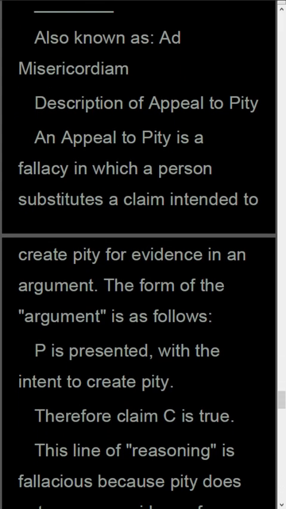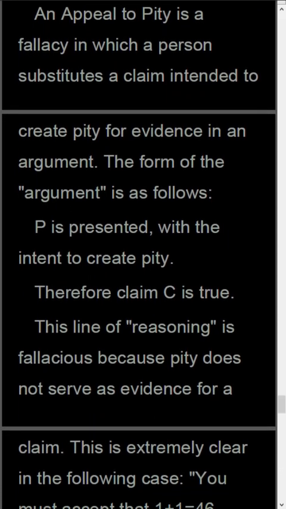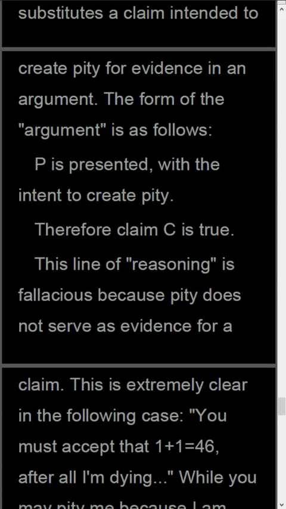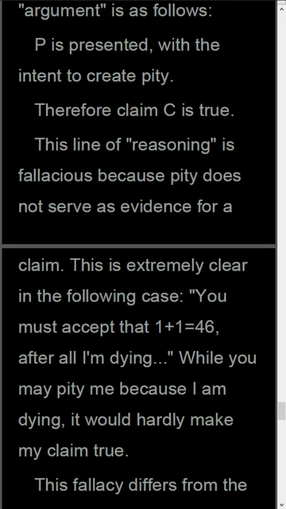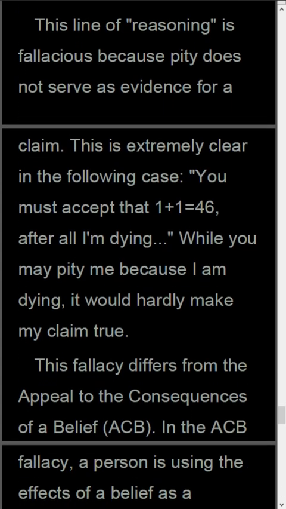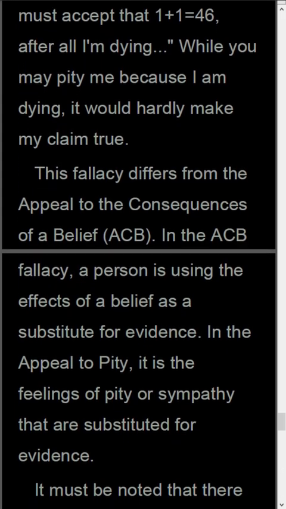An appeal to pity is a fallacy in which a person substitutes a claim intended to create pity for evidence in an argument. The form of the argument is as follows. P is presented, with the intent to create pity. Therefore claim C is true. This line of reasoning is fallacious because pity does not serve as evidence for a claim. This is extremely clear in the following case. You must accept that 1 + 1 = 46, after all I'm dying. While you may pity me because I am dying, it would hardly make my claim true.